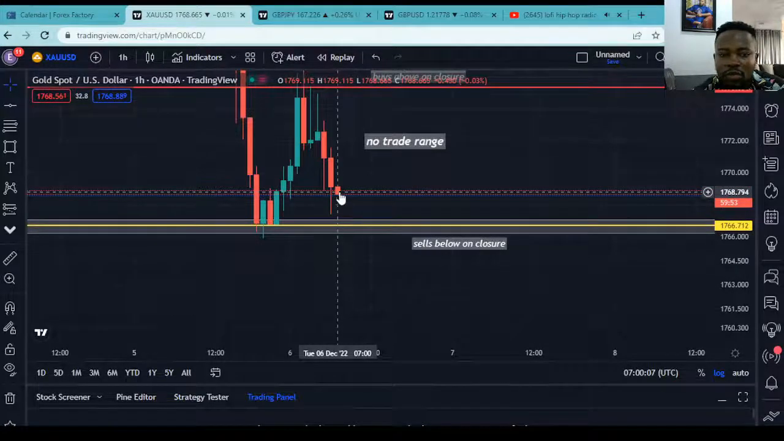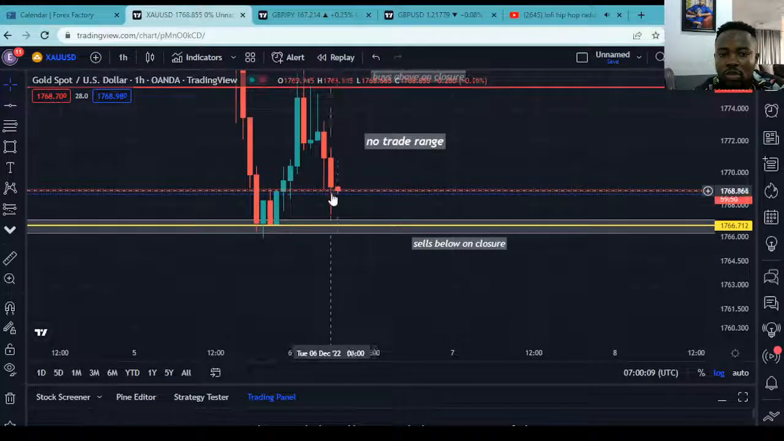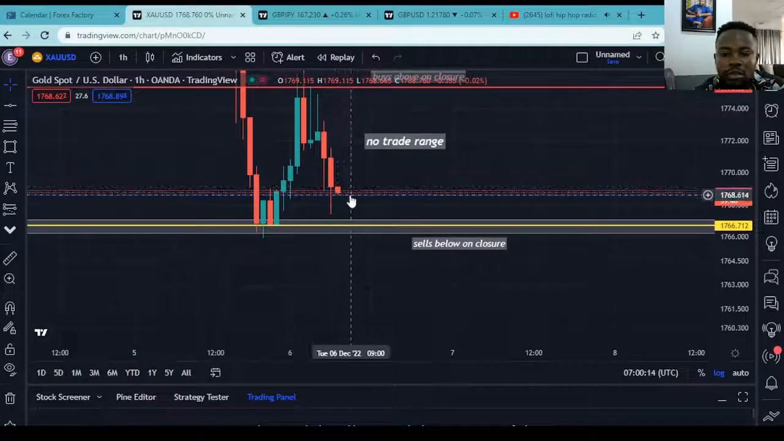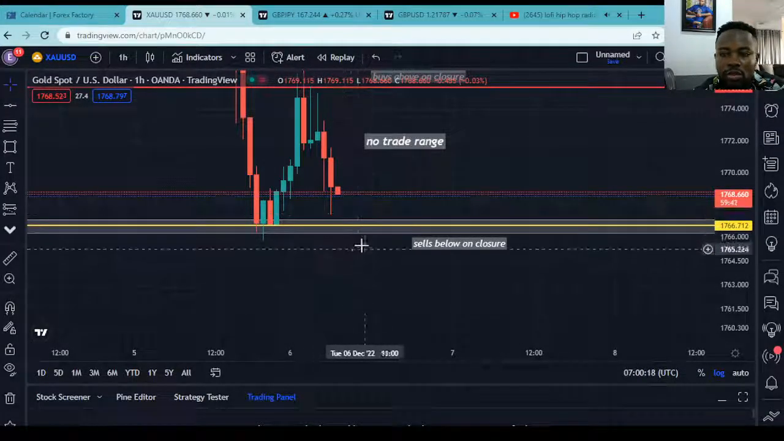So this is the 7 a.m. candle starting up right now. We've seen volume come at this point several times. We've seen volume come on this 7 a.m. candle. So we'll see what we'll do here today.